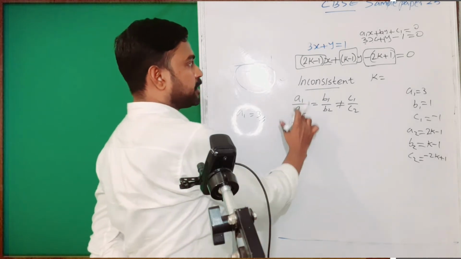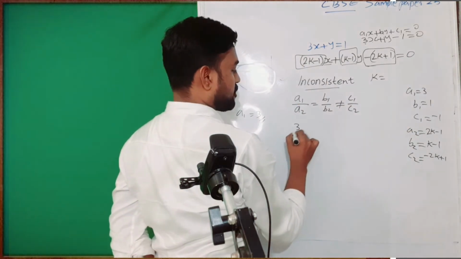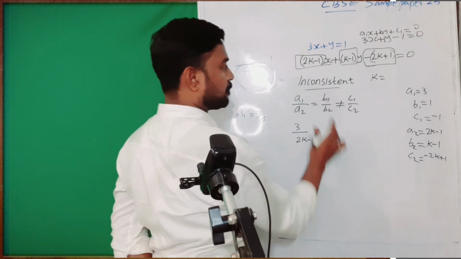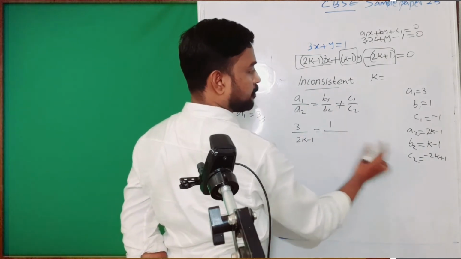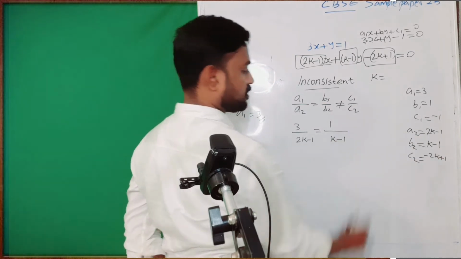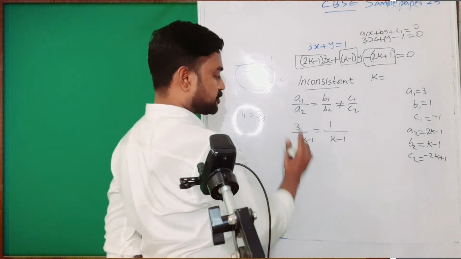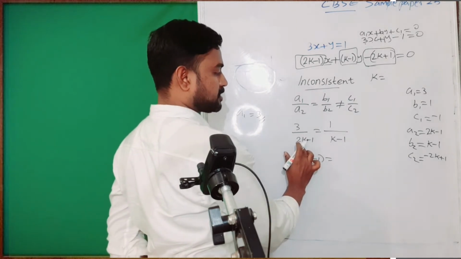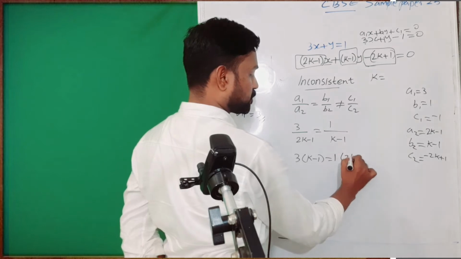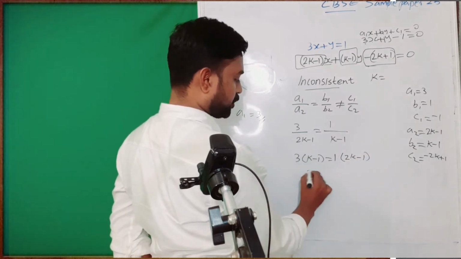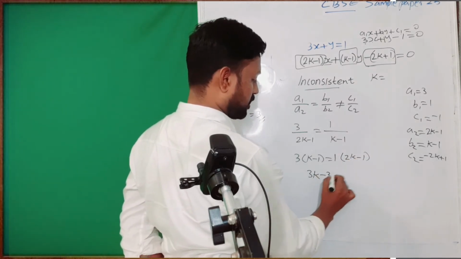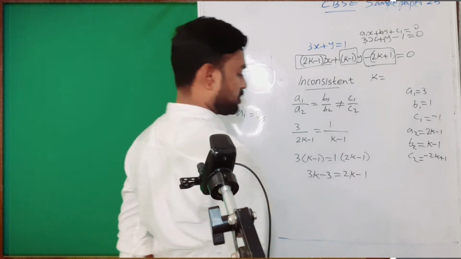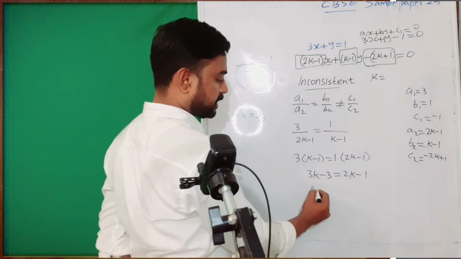So a1 by a2. a1 is 3 by a2. What is a2? 2k minus 1 is equal to b1. What is b1? 1. b2 is k minus 1. Just transpose this term to here. So it will be 3 into k minus 1, and this 2k minus 1 is divided here, so it goes to 1 into 2k minus 1. 3 into k is 3k. 3 into 1 is 3, and the minus symbol is there, so minus 3. 1 into 2k minus 1 is 2k minus 1.